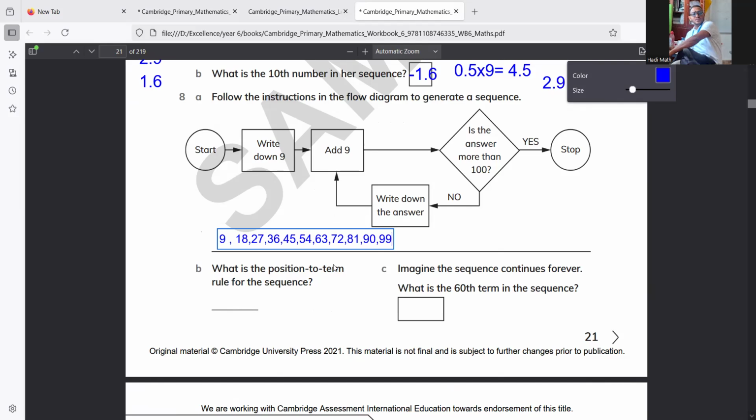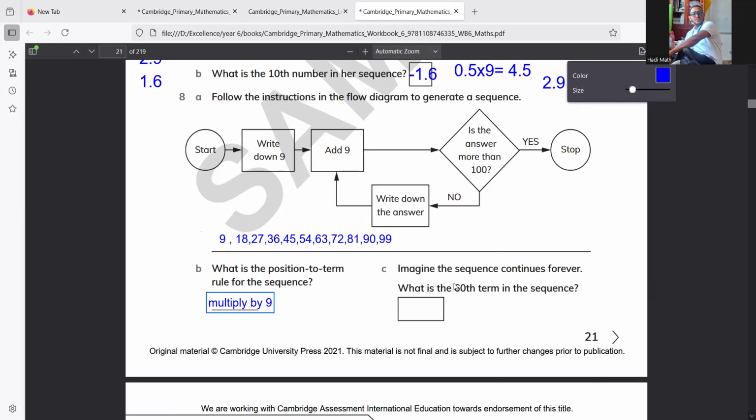What is a position to term rule for the sequence? As we said, the first position is 9, the second position is 18, then 27. So every time you multiply what? You multiply the position by 9. So multiply by 9. This is the position to term rule.